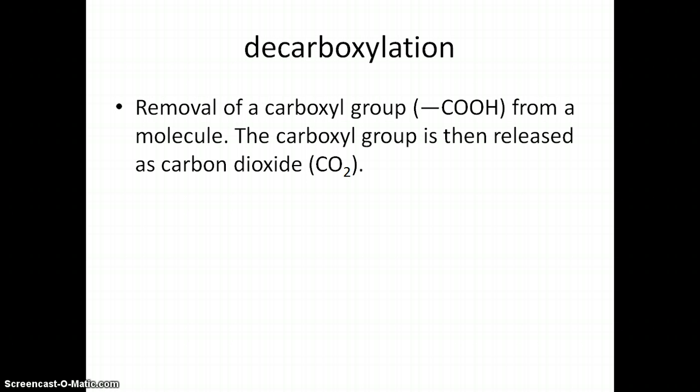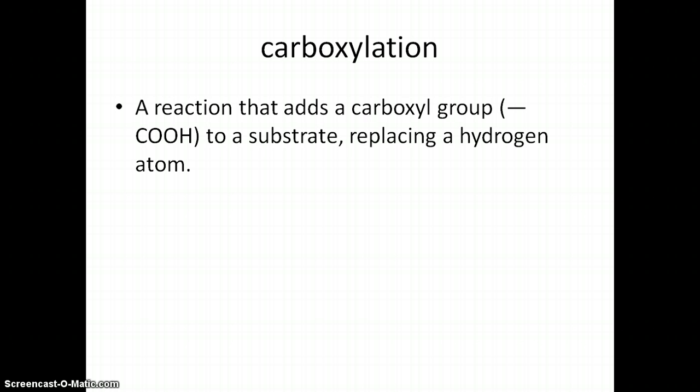A little bit of chemistry: decarboxylation is the removal of the carboxyl group, or the COOH, from the end of the molecule. It's then released as carbon dioxide, and it pulls off and makes water. Carboxylation is the reaction that adds the carboxyl group, replacing the hydrogen atom.